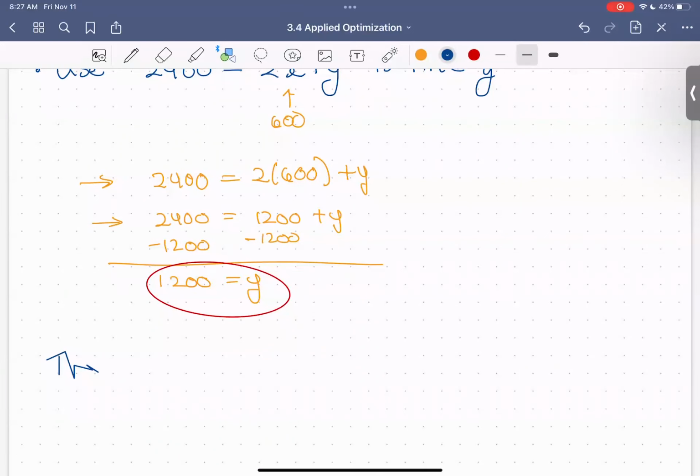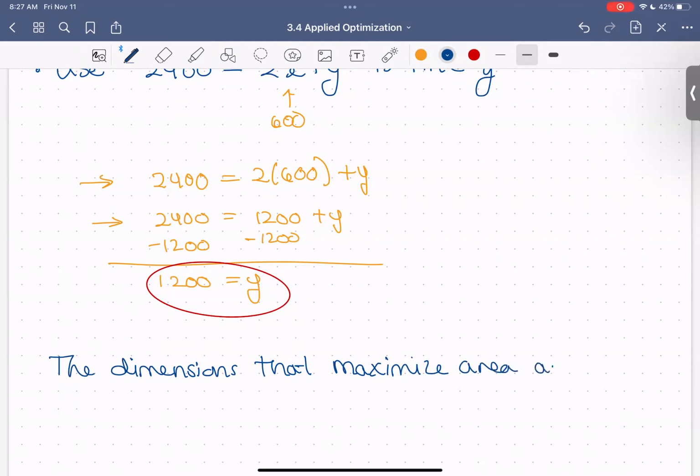So now we can answer our question. So the dimensions that maximize area are the X value needs to be 600 feet and the Y value needs to be 1200 feet.